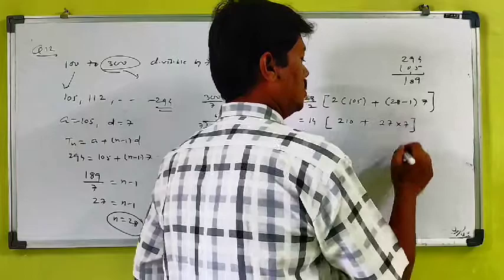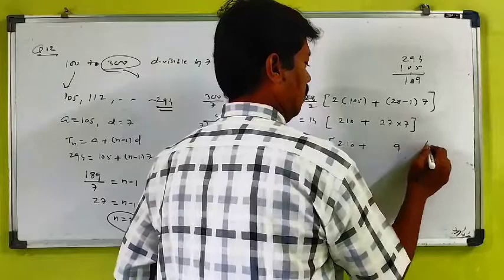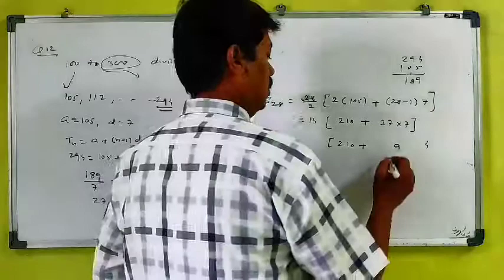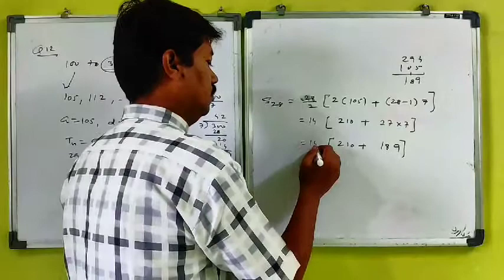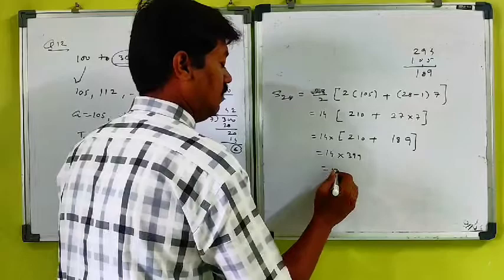That calculation you have to do: 27 7s are 189. So 14 into 399. Yes, so the answer here is 14 into 399, which is 5586. Like this, so that's the final answer here.